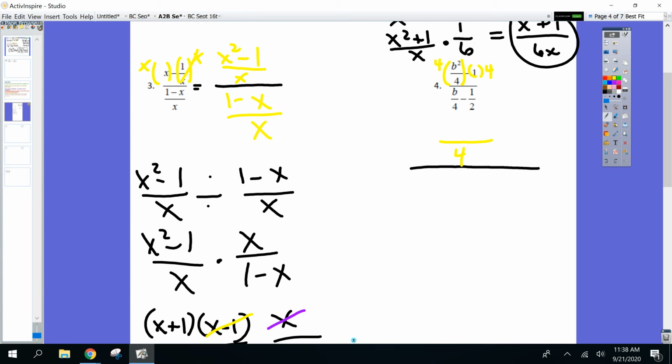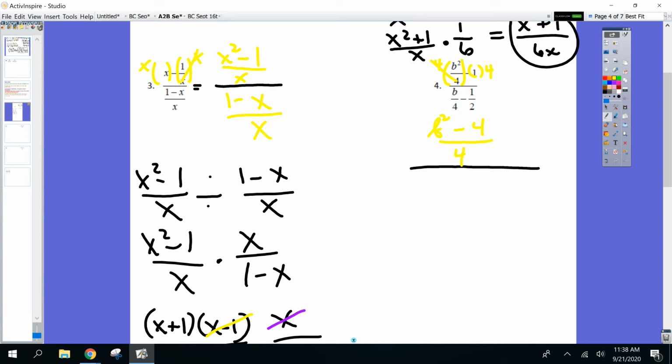What do you think's left on top, Eliana? 4b squared minus 4. Okay, I agree with the minus 4. Got that. But not the 4b squared. Why? Remember, there was a 4 in the denominator, so it's going to cancel out with that 4 you multiplied by, right? So what's the only thing in the numerator? Not 4b squared, just b squared. Good. Everyone all right with how we're getting b squared? Because you're going to do one of these on your own coming up.